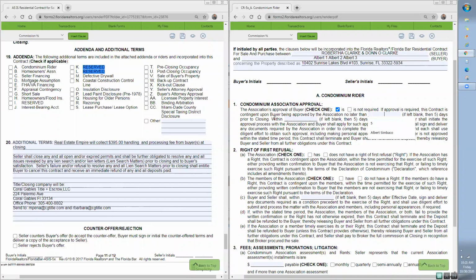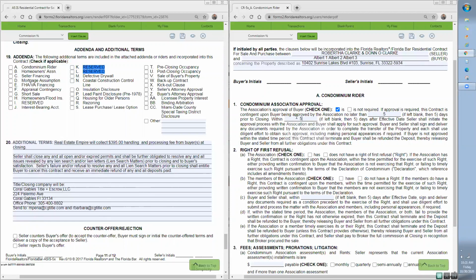The contract is contingent upon the buyer being approved by the association no later than 5 days prior to closing. Which means if we have this offer approved, we need to turn in documents to the association as quickly as possible so that the association has enough time to approve our client 5 days prior to closing.